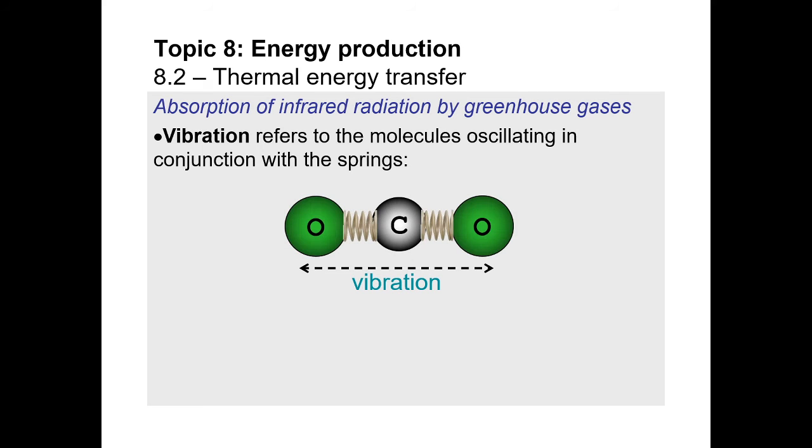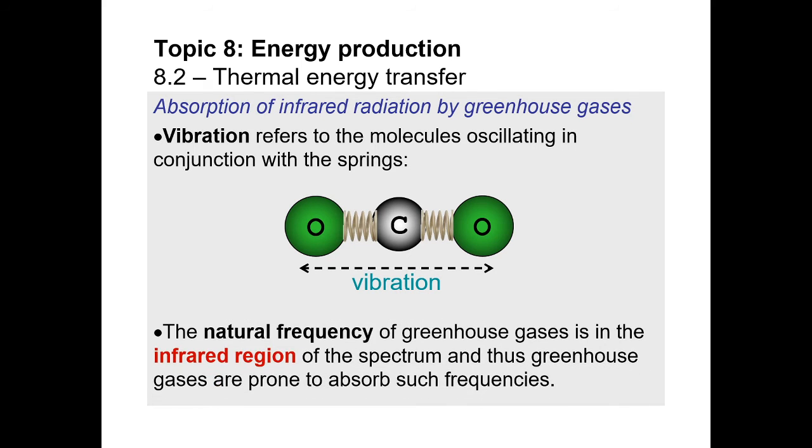So it's moving back and forth along its certain direction. Okay, so vibration in this case means the molecules are oscillating in conjunction with the springs. Now, every object has its own natural frequency, and if you can match the frequency of that object, you can make its oscillations increase significantly in amplitude. We learned that when we studied waves.